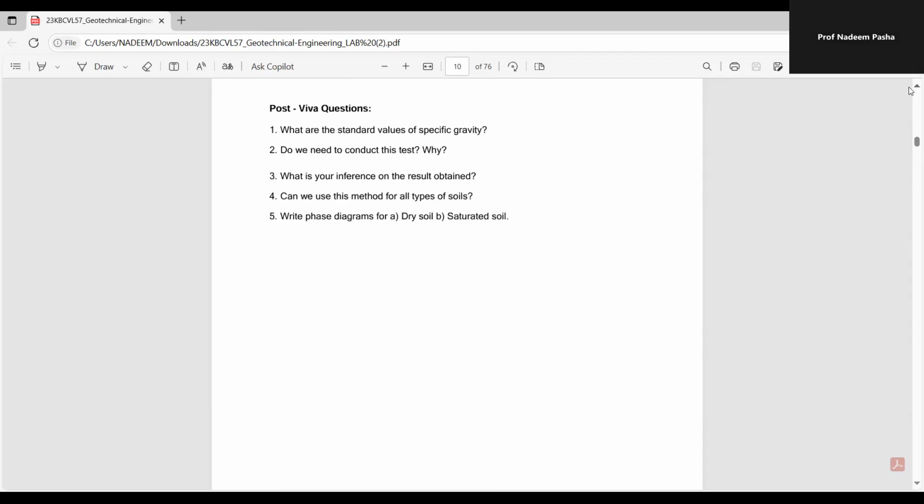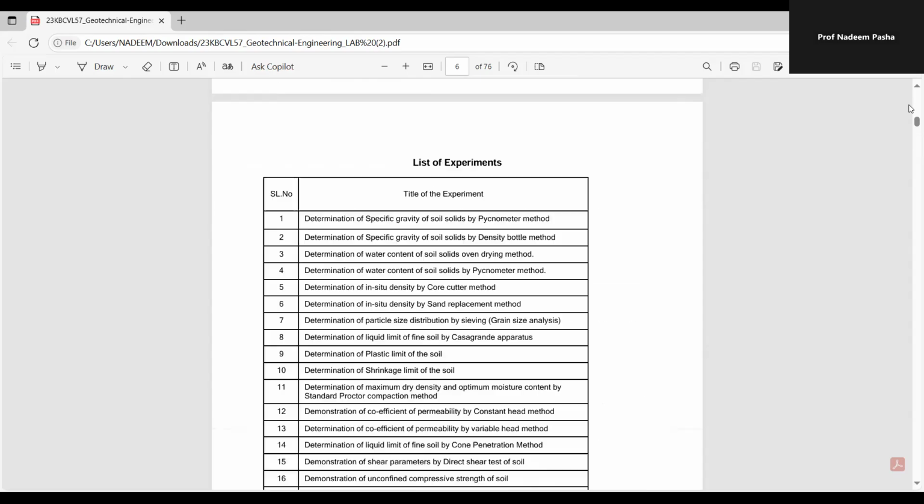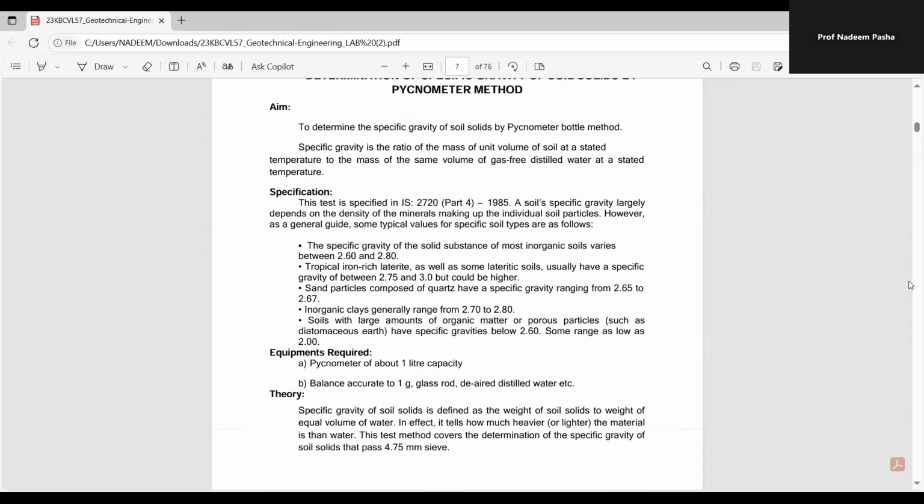So how you can classify is given here. For example, if the specific gravity is in the range of 2.6 to 2.8, you call it inorganic soils. If the specific gravity is around 2.75, you call it tropical iron-rich laterite. If the specific gravity is in the range of 2.65 to 2.67, then it is called sand particle. If the specific gravity is in the range of 2.7 to 2.8, then it's called inorganic clays. If the specific gravity is in the range below 2.6 and 2, then it is called soils with organic matter.